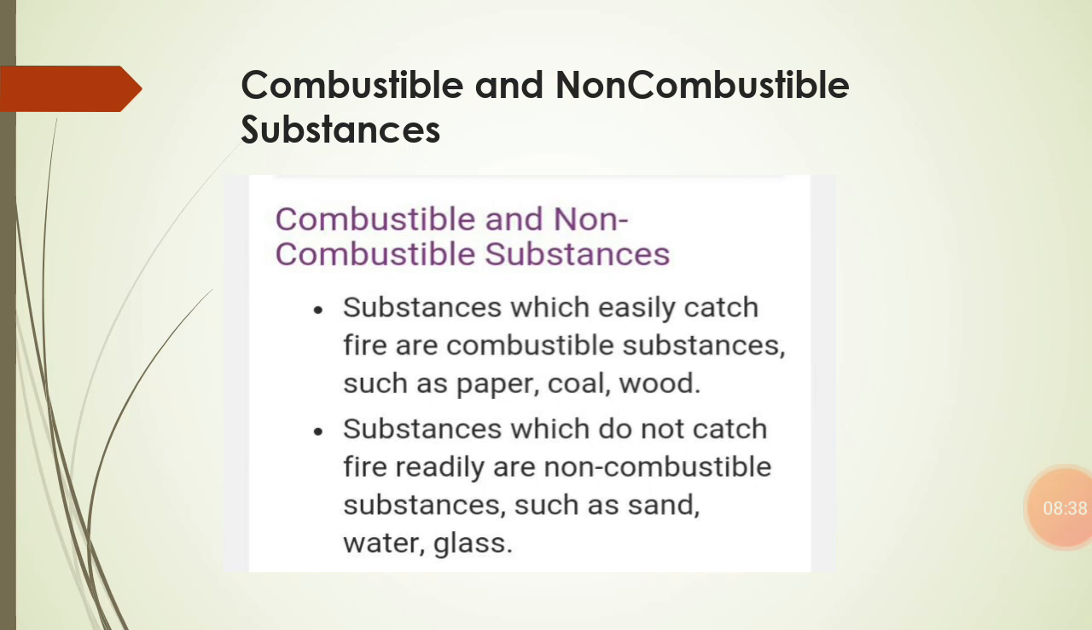Next is about non-combustible substances. These are substances which do not catch fire readily. Now, what is fuel? Fuel is a type of combustible substance. Any material that undergoes combustion is known as a combustible substance, and it is also known as fuel.